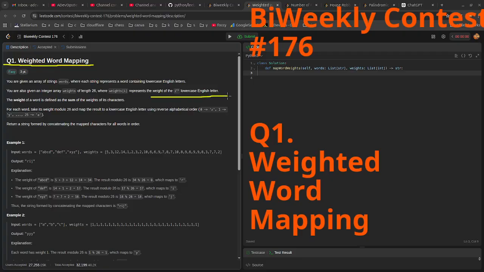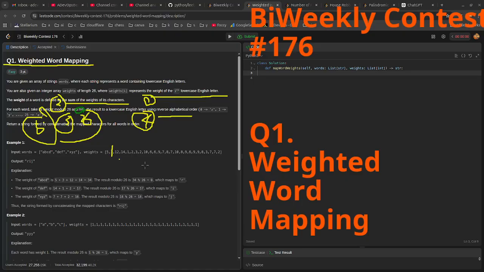The first step is to get the weight of a character. The second step, get the sum of all letters. The third step, modulo 26. And the fourth step, do a reverse order. Then the fifth step, map it back to another letter. But this is an approach. We're gonna solve this problem.